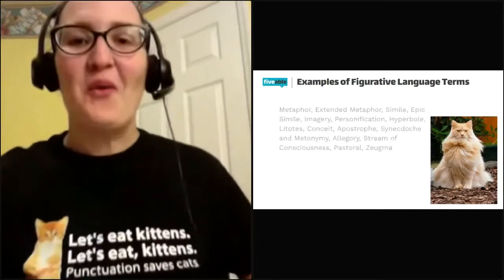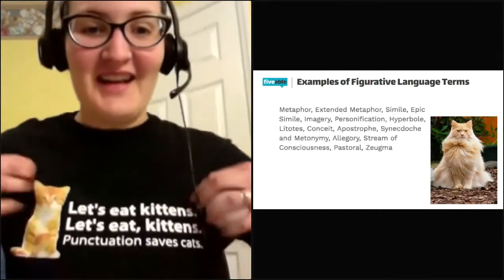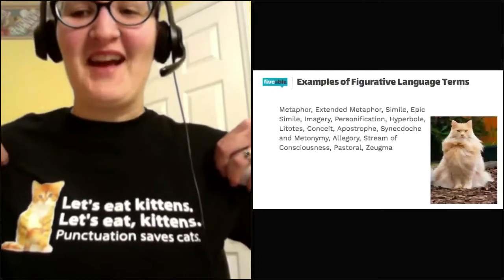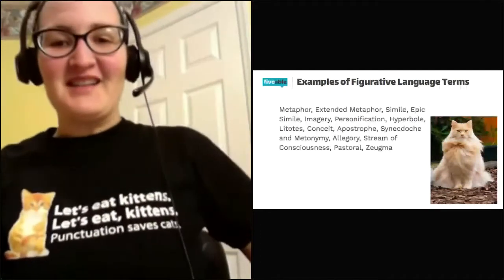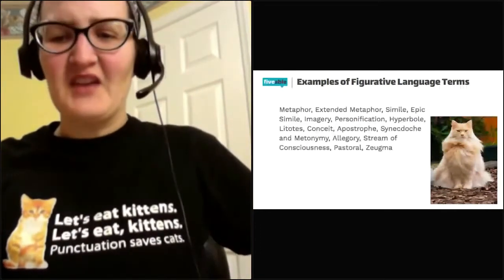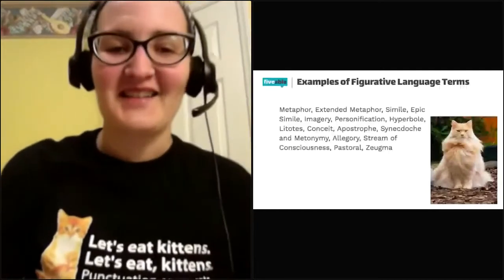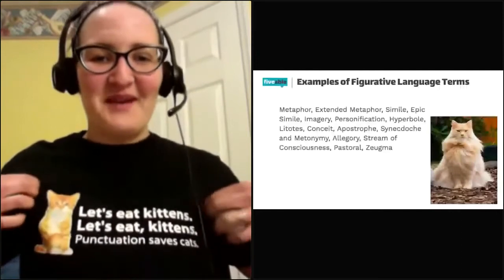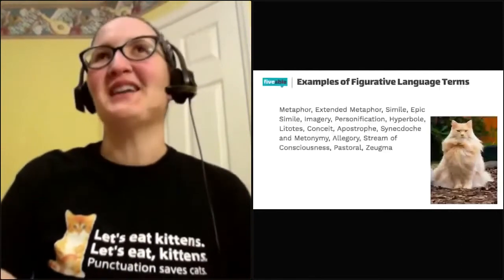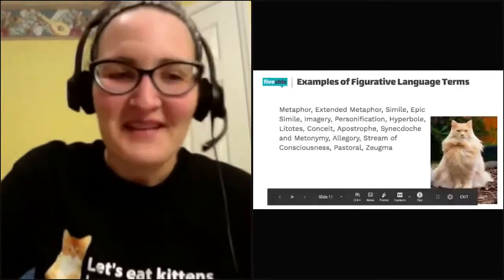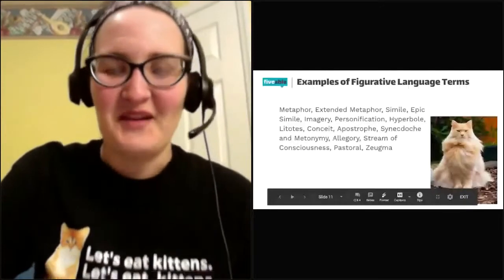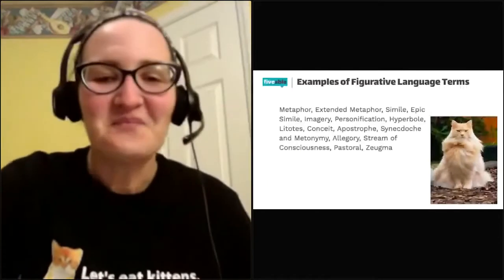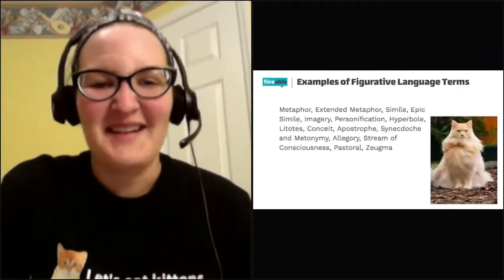What does my shirt say? Oh, I'll show you. It does have a cat on it. It says, let's eat kittens, let's eat, comma, kittens. Punctuation saves lives. Because I'm an English teacher, a student got this for me. Isn't that excellent? I love it. It is the best and is absolutely appropriate for today. I love it. I didn't even try to do that. I just wore it this morning. Yes. I didn't even notice my t-shirt could be seen. Last time no one could see my t-shirt, so yes, awesome. I'm glad you like it.